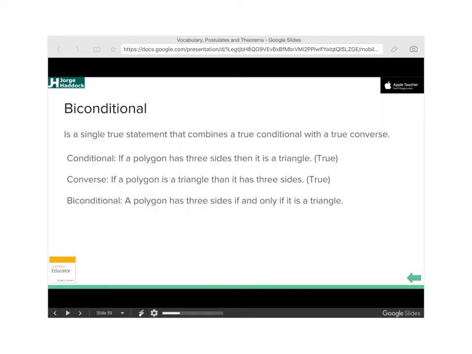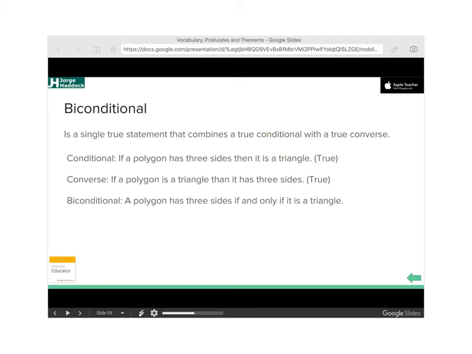So in this lesson, we're going to be working with biconditionals. A biconditional is a single true statement that combines a true conditional with a true converse. So in this case, both the conditional and the converse have to be true.